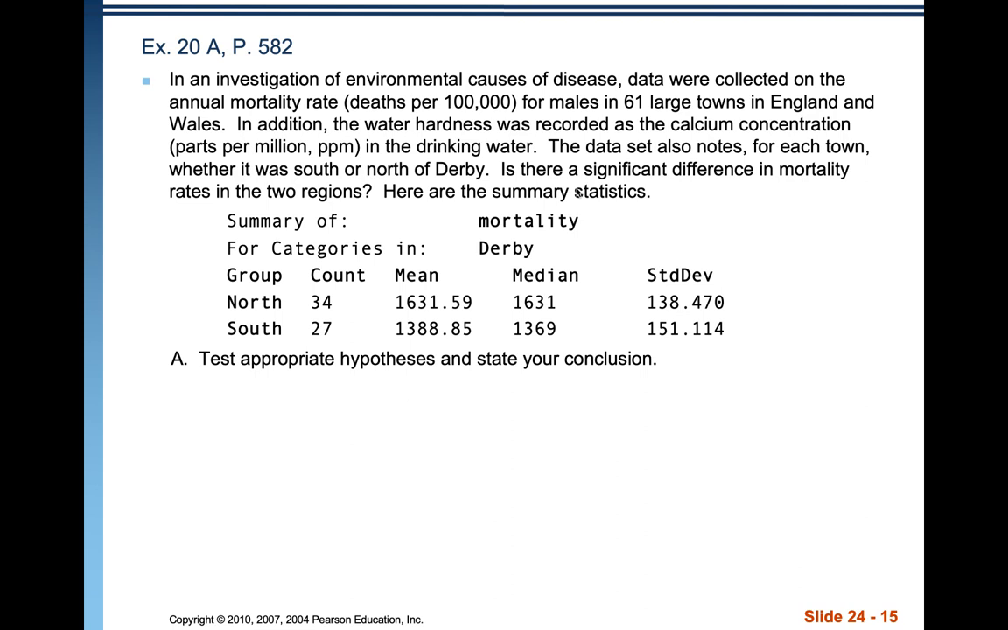In an investigation of environmental causes of disease, data were collected on the annual mortality rate, deaths per 100,000, for males in 61 large towns in England and Wales. In addition, the water hardness was recorded as the calcium concentration in parts per million, ppm, in the drinking water. The data set also notes for each town whether it is south or north of Derby. Is there a significant difference in mortality rates in the two regions? Here are the summary statistics. All right, we're going to test appropriate hypotheses and state our conclusion.